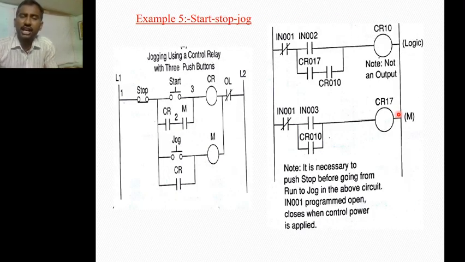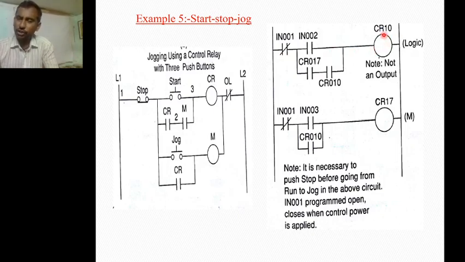And next, start stop jog. That means here the IN002 is for the running condition, and IN001 is for the stop condition, and IN003 is for the jog condition. What is meant by jog is the momentary on of the output. So if we press the IN002, this one is a normally open contact. When we press the IN002, this one acts as a normally closed contact. Then we can provide one path for the output CR010.